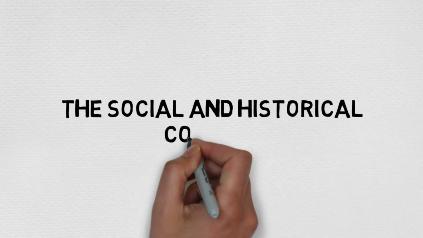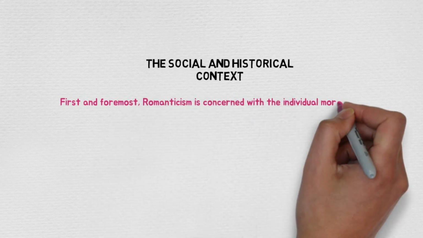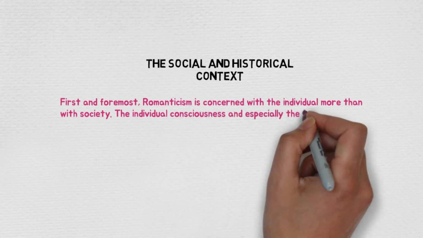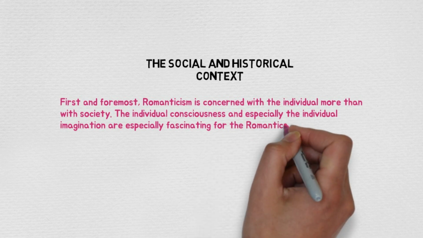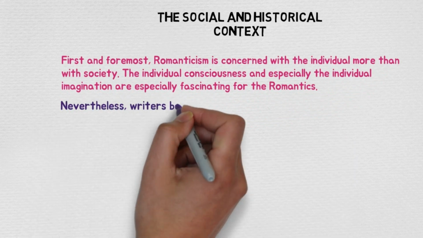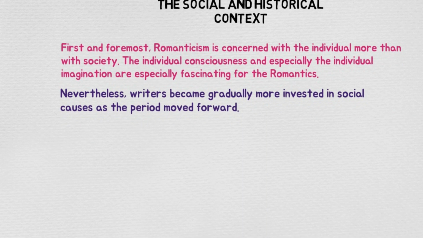Let's discuss the social and historical context of this age. First and foremost, Romanticism is concerned with the individual more than with society. The individual consciousness and especially the individual imagination are fascinating for the Romantics. Nevertheless, writers became gradually more invested in social causes as the period moved forward.